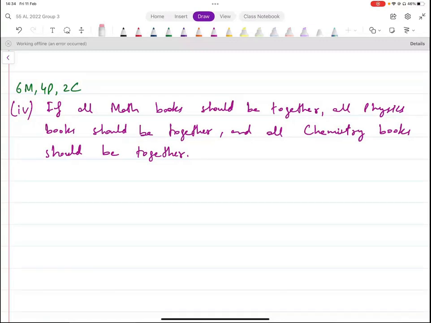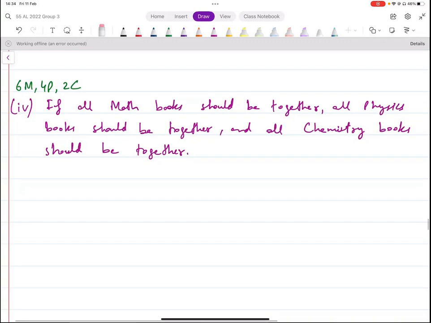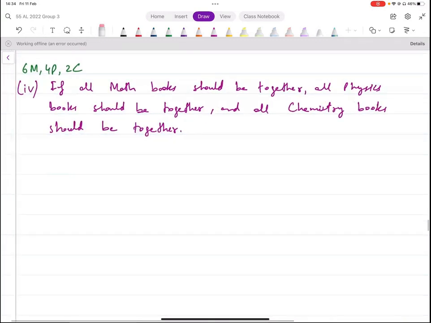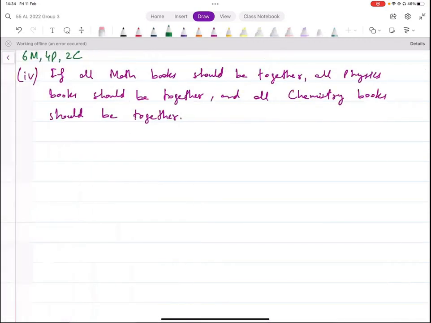Now, let's continue with that. I ended the class with this question, and I asked you to think about this. So, how do we do this one now? We have 6 math books, 4 physics books, 2 chemistry books. We want to put them on a shelf. But now the condition is all the math books should be together, all the physics books should be together, and all the chemistry books should be together. Okay. So how do we think about it? Can anyone guide me here? What do we do?